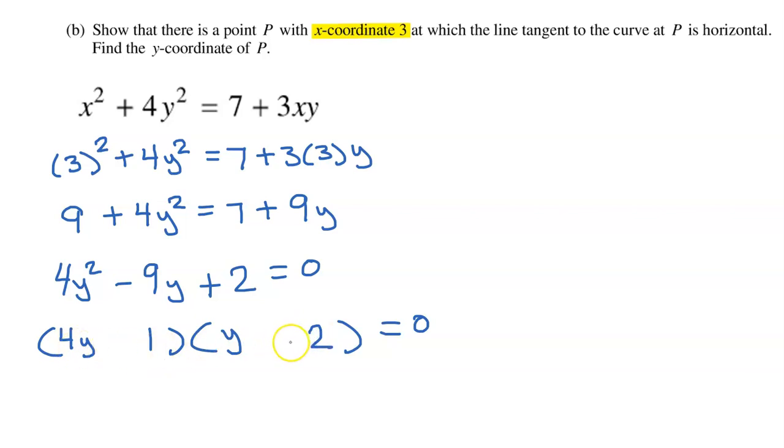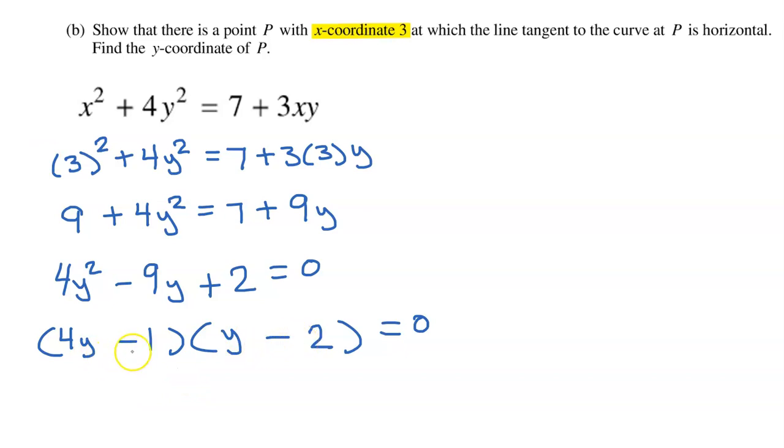No GCF in either parenthesis. Inner, I have 1y. Outer, I have 8y. Inner plus outer must equal middle. To get a negative 9y, I need a negative 1 and a negative 8. Also, negative 1 times negative 2 is positive 2, so this is it.